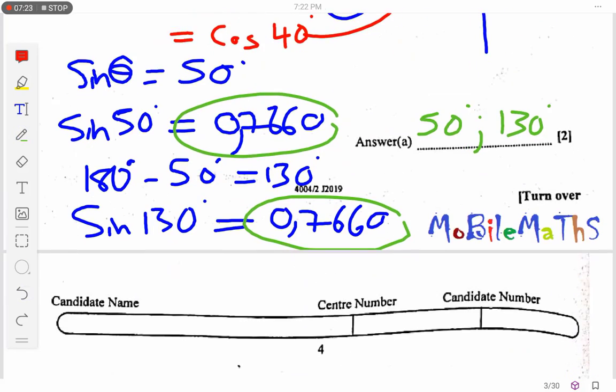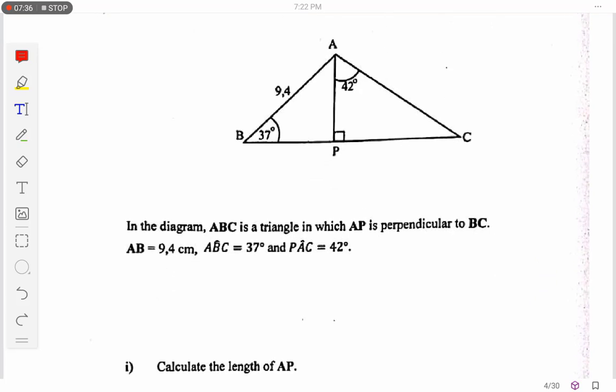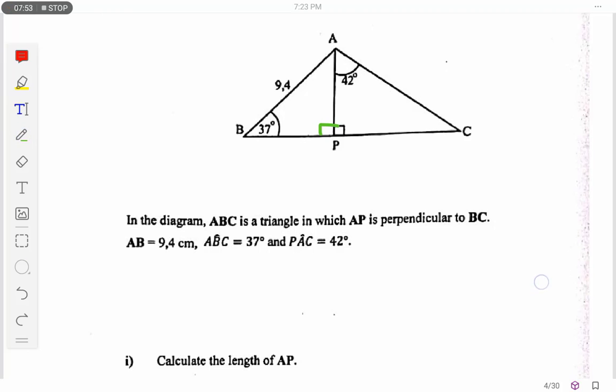Okay, let's move on to the next question. For this part of the question, we have a diagram ABC, and we have AP perpendicular, so there's a 90 degrees there. I can as well add another 90 degrees there. And we are also told AB, the value there, and angles. So the first question is saying, calculate the length AP. So we want to find this side here, AP.